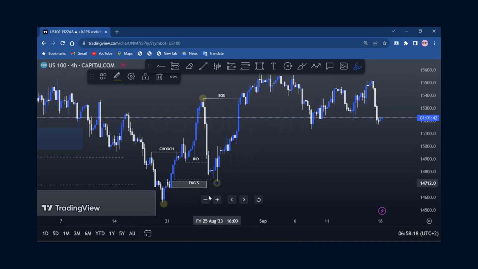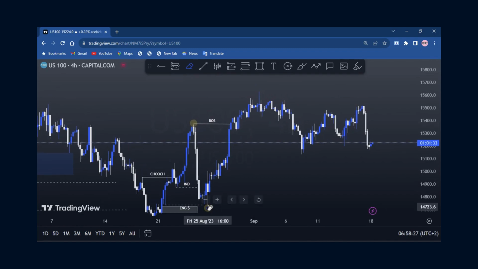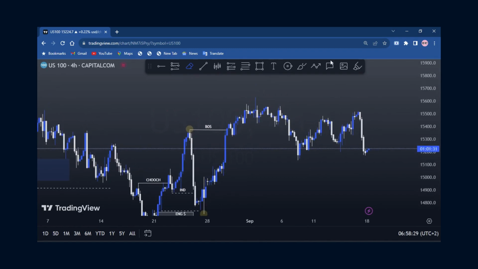Now remember guys, this swing low can only be valid after the break of structure has happened. Then we continue. This swing low has to be supported by our swing high. Where is our swing high? This is our swing high. So okay, let me delete that.